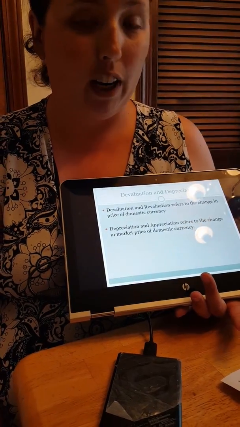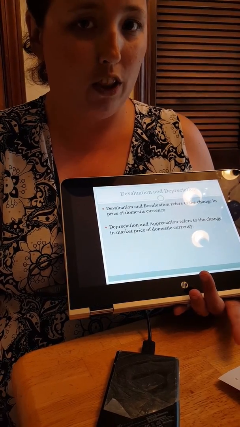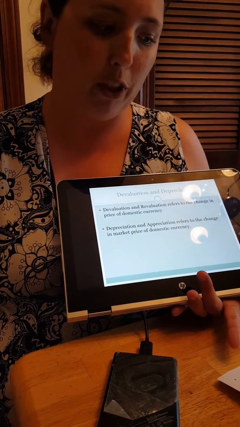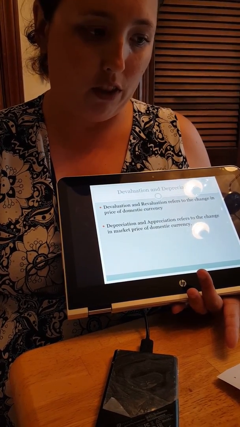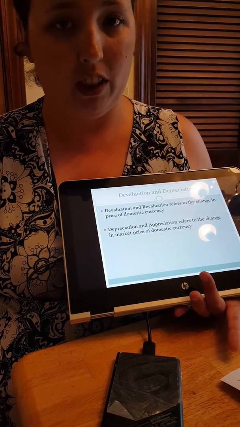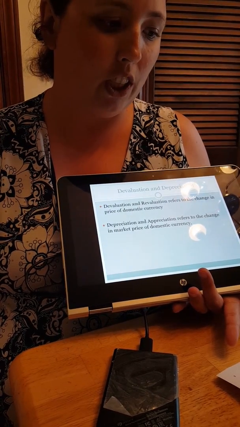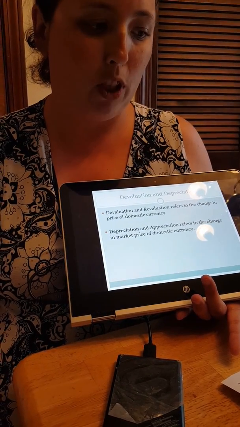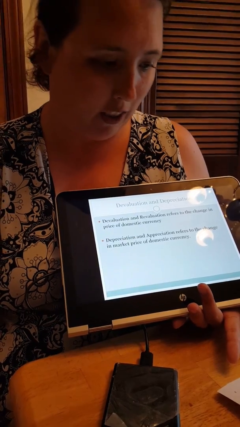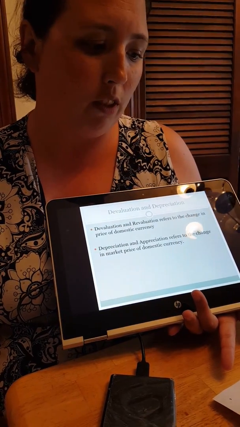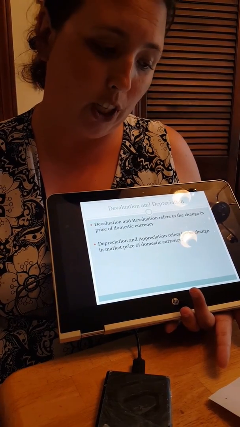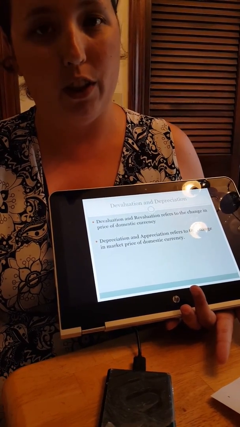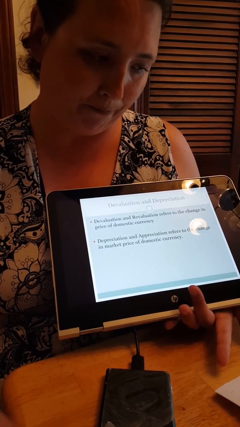When there's a change in the rate, it's called devaluation, revaluation, or depreciation, appreciation. Devaluation and revaluation refer to the change in price of domestic currency. Depreciation and appreciation refer to the change of market price of domestic currency. Devaluation and revaluation are used when referring to the fixed exchange rate, and depreciation and appreciation are used when referring to the flexible exchange rate.